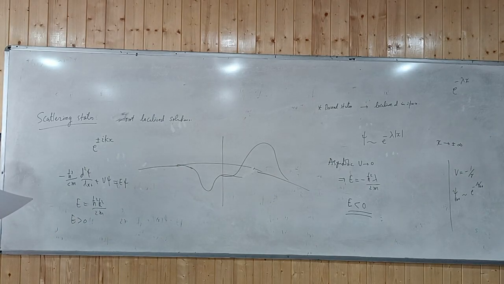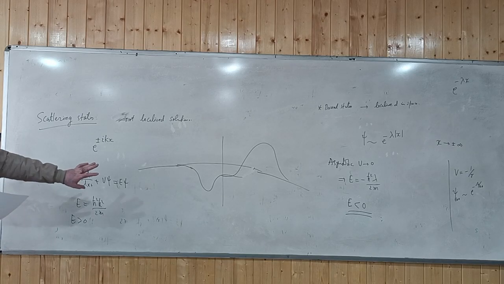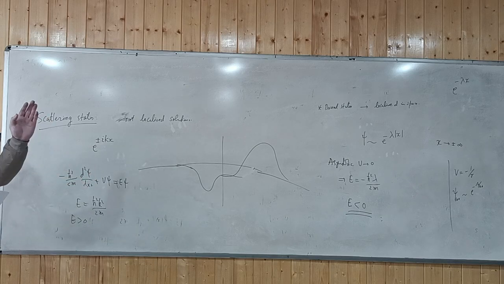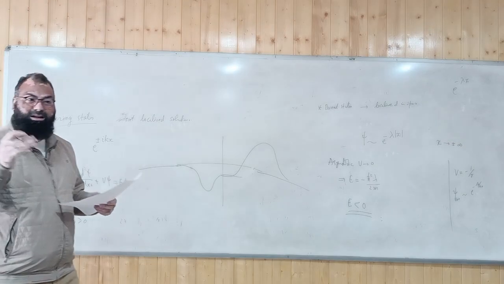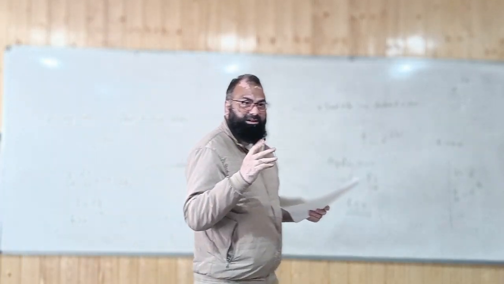So for the scattering states, energy is positive. It cannot be negative. Got it? In which condition? When you have a potential that falls off asymptotically to 0. Now let's say the potential does not go to 0 asymptotically. Still, energy has to be greater than the potential at plus or minus infinity, or at the larger distances up to which the potential is defined.